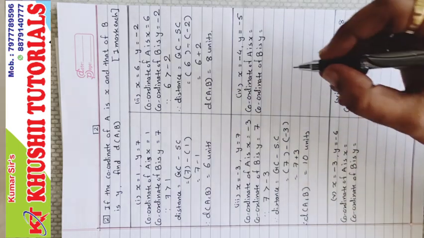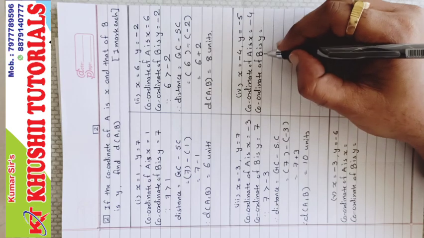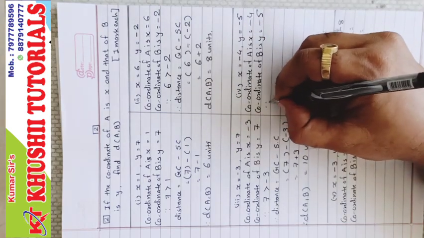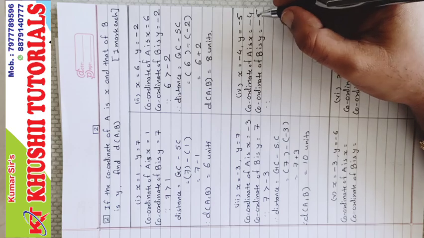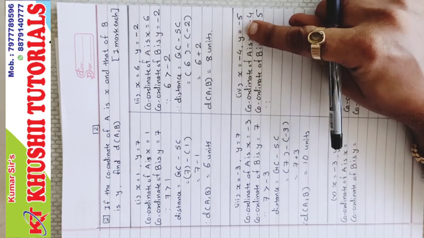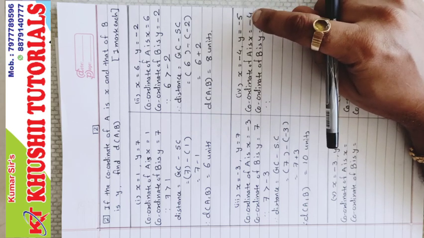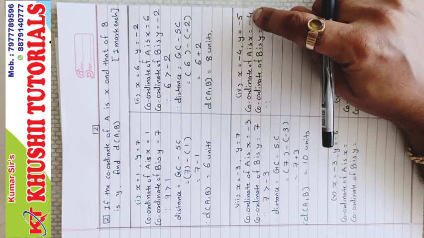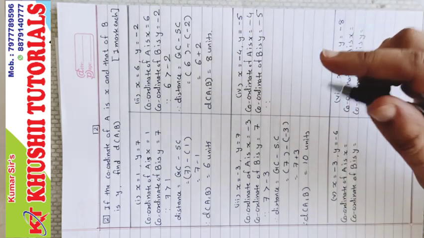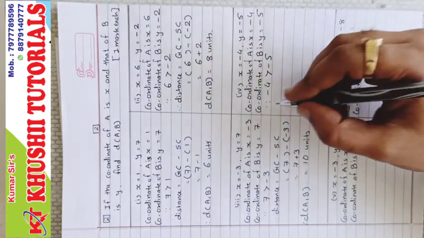The fourth one, coordinate of A is x and x is minus 4. Coordinate of B is y and y is minus 5. Now comparison, now you will get confused, both numbers are negative, but in negative numbers, whatever the number smaller, the smaller number is always greater. So minus 4 and minus 5, actually 4 is smaller than 5, but both are negative, so minus 4 is greater. So minus 4 is greater than minus 5.